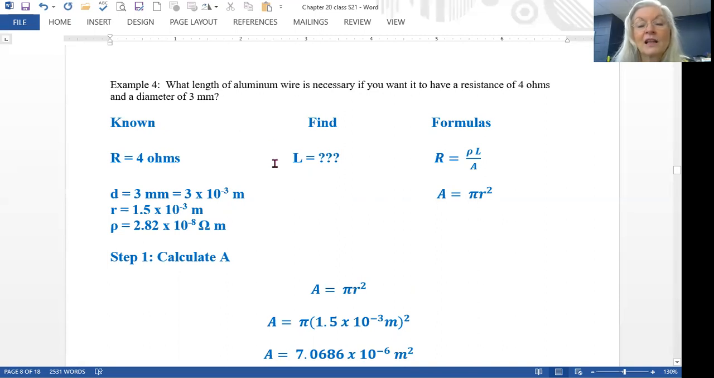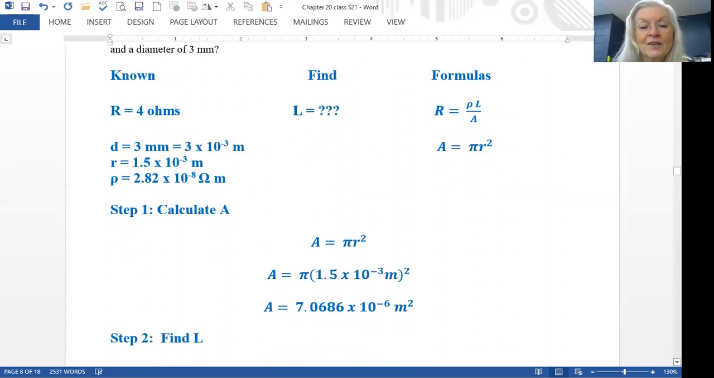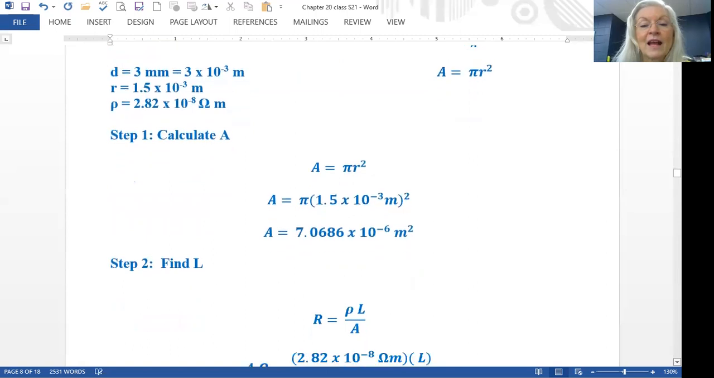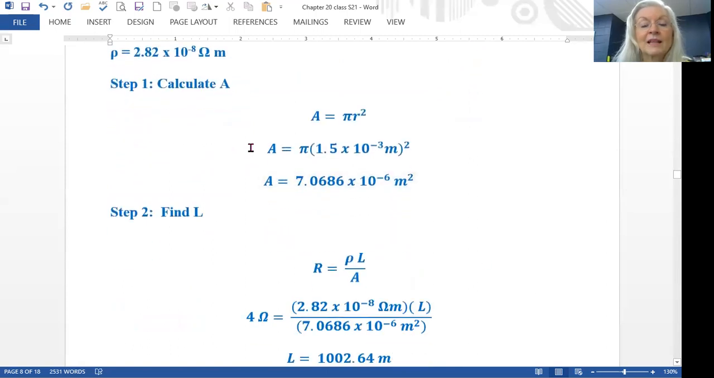They want us to find the length, and we have two equations, R equals rho L over A, and the one that I didn't write down earlier, because I assume you all remember that the cross-sectional area is equal to pi r squared. A equals pi r squared. So the first thing we need to do is calculate that cross-sectional area since they didn't give it to us. So A is equal to pi r squared, plug it in, pi times 1.5 times 10 to the minus 3 meters, and that has to be squared.